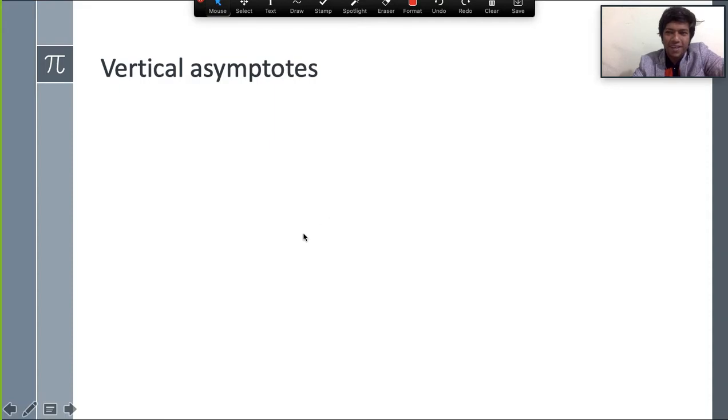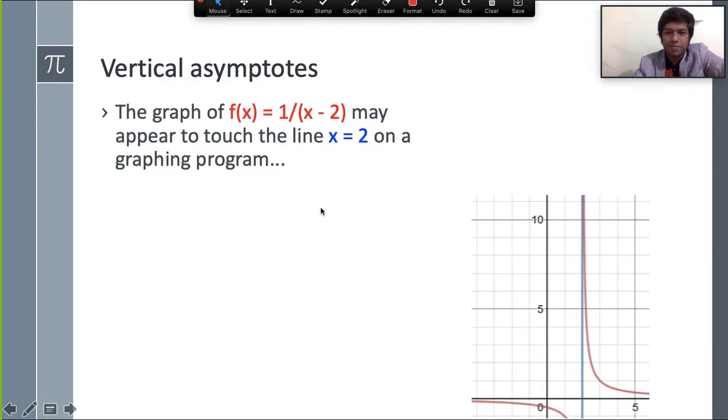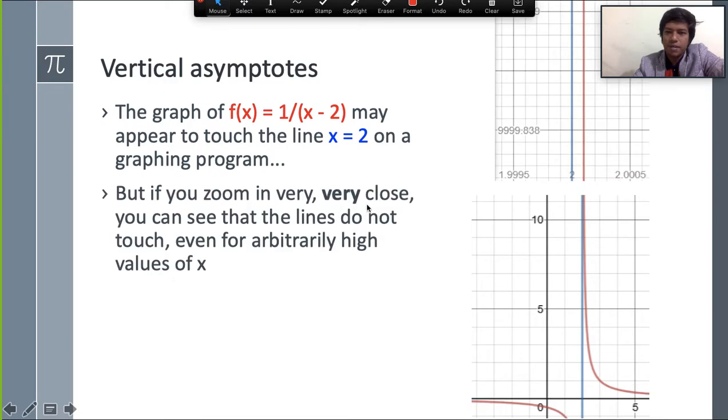Okay, so vertical asymptote. Look at the vertical asymptote here. First of all, the graph is coming closer and closer to some line, which is actually 2. This question, and there is a relation here, 1 divided by x minus 2. So we can see it here actually, right? We can see it here.